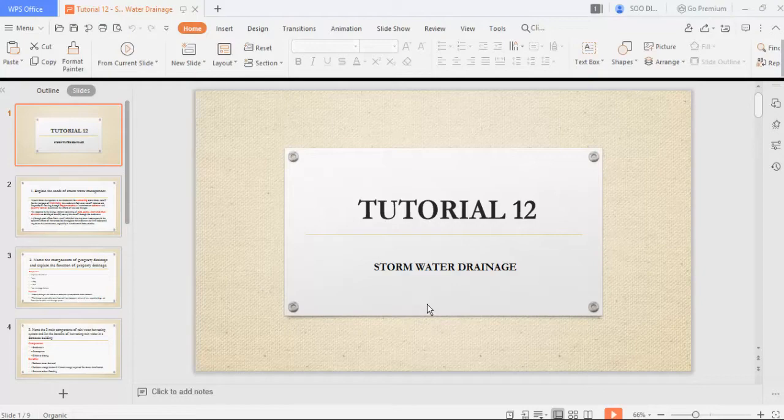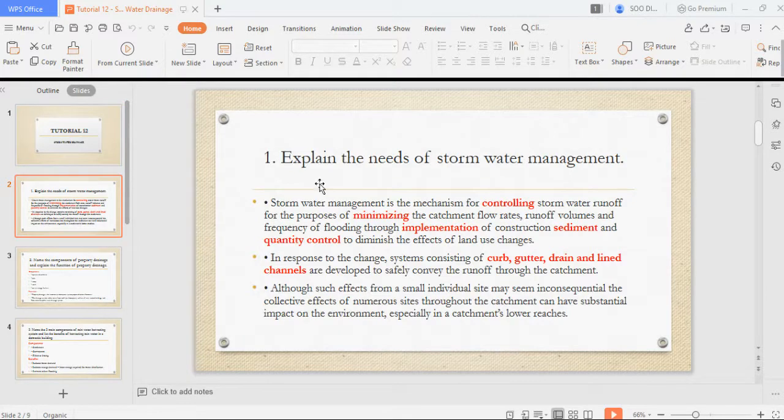Okay, guys, so this is your tutorial set 12 for stormwater drainage. Inside there are a few questions and most of them are theory based, so you'll be able to find the answers in your lecture notes. For your first question, which is to explain the needs of stormwater management.